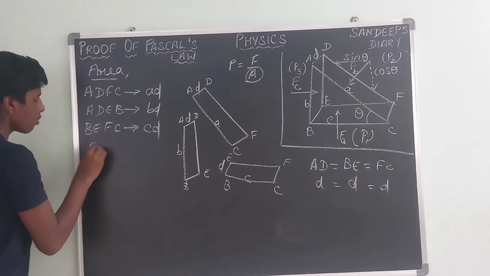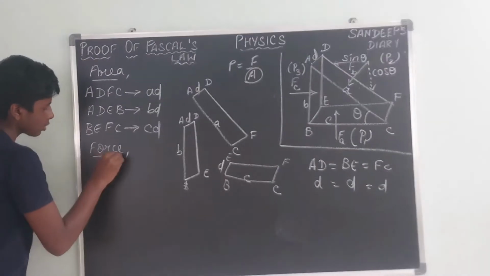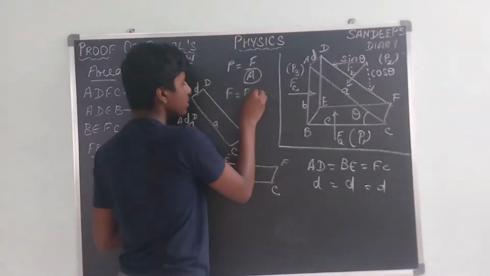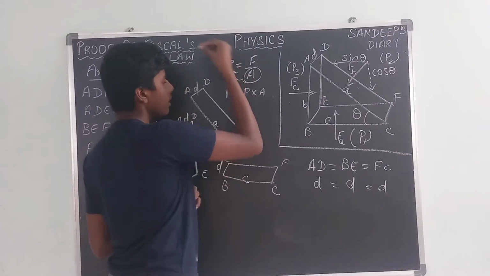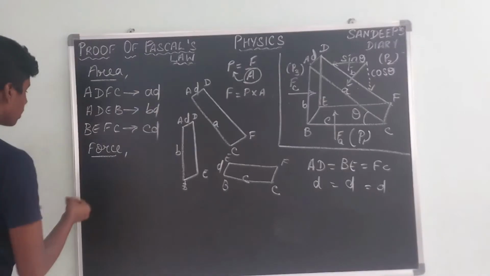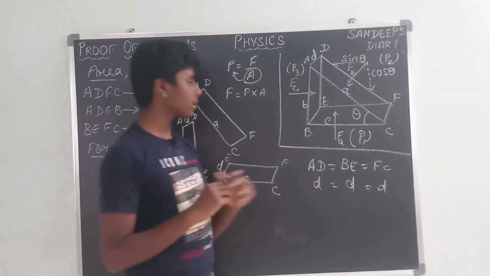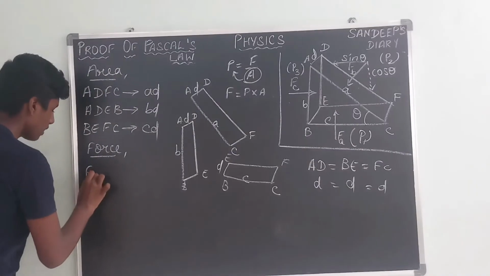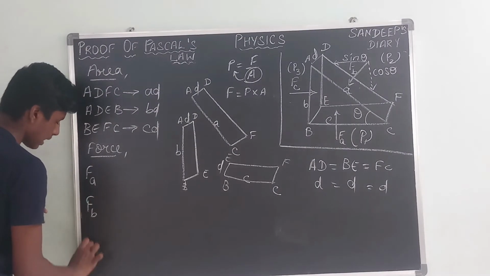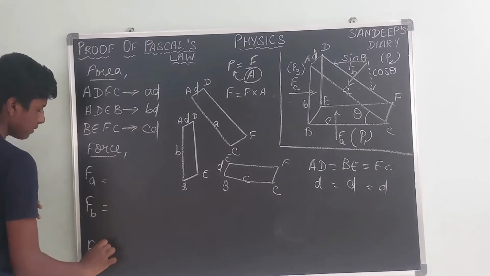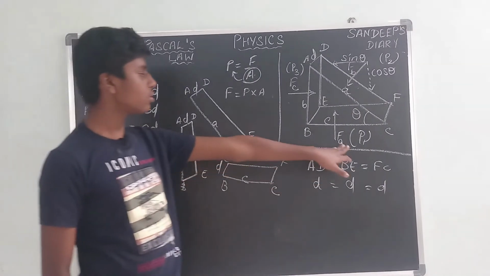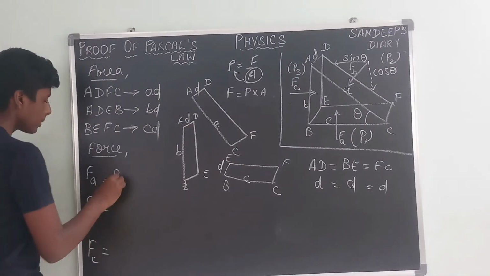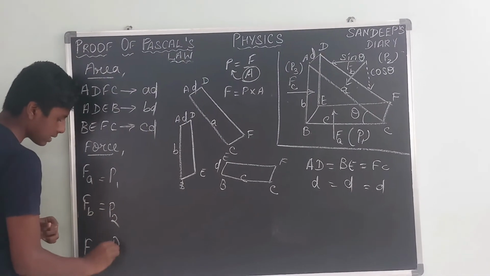Next, talking about force. Can we derive force from this? Force is equal to pressure into area, by multiplying the pressure with the area of this side. I have considered three forces, Fa, Fb and Fc. Next, the pressure on every side: you can see P1, P2 and P3 respectively.